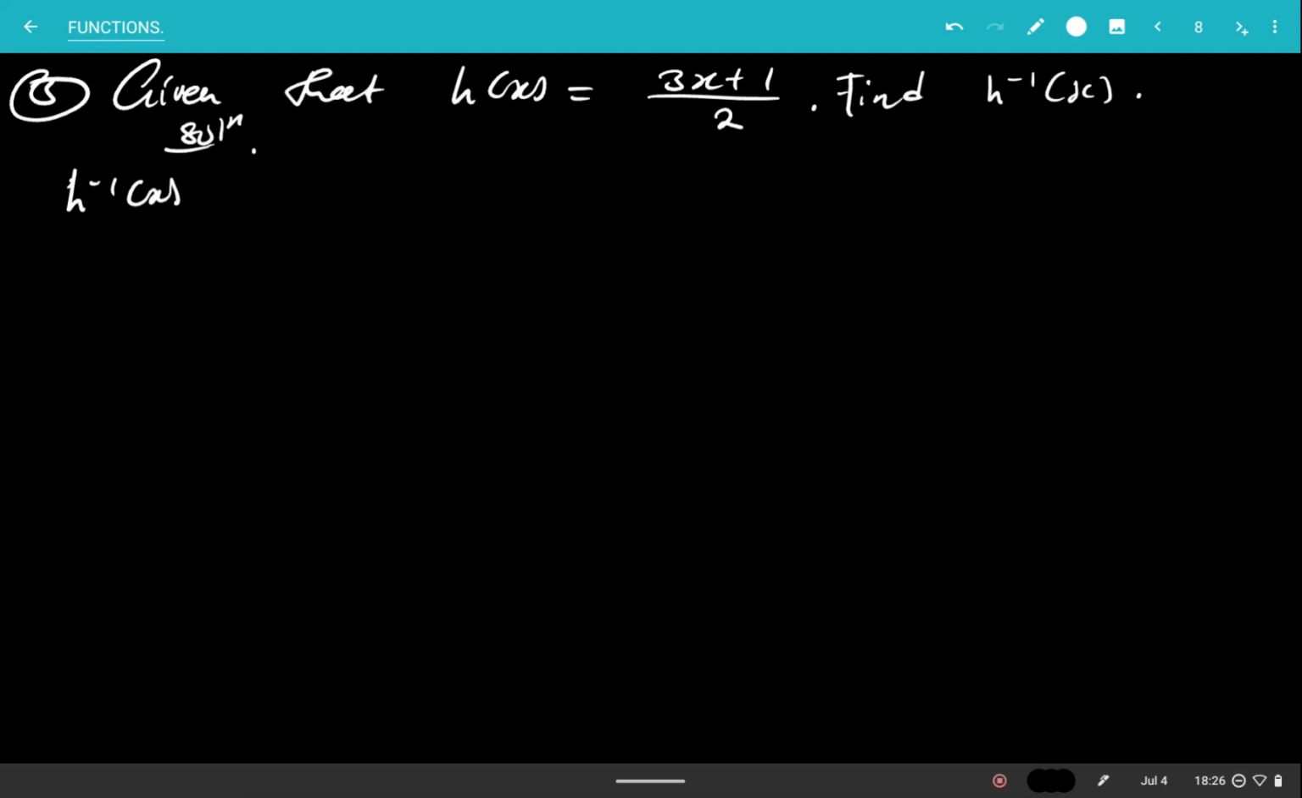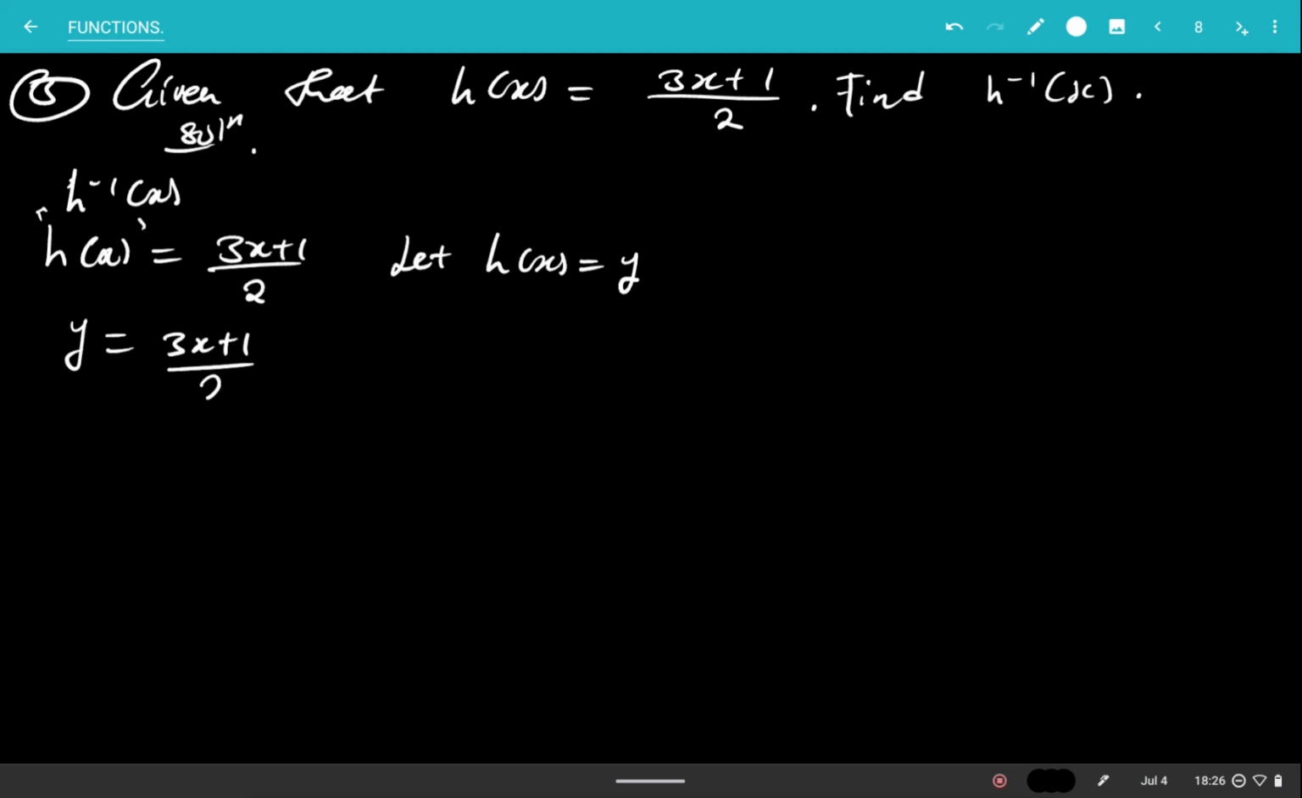The function that defines the inverse of h is the h function, which is h of x. H of x is simply equal to 3x plus 1 over 2. At this point, the next thing we're supposed to do is to let h of x equal to any letter of our choice other than x. So we let it equal y. So this entire thing here becomes y. So y is equal to 3x plus 1 over 2. Now, all we're supposed to do here is to make x the subject.